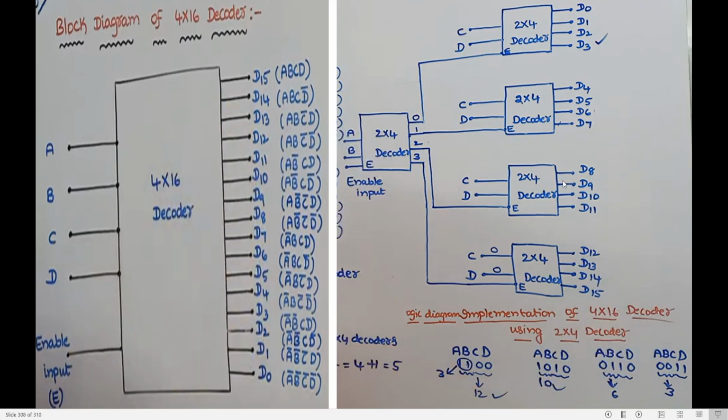This is 0, 0. This is 0, 1. This is 1, 0 and this is 1, 1. Since C and D is 1, 0, it goes to D10. This is how the input will go to output in a decoder.